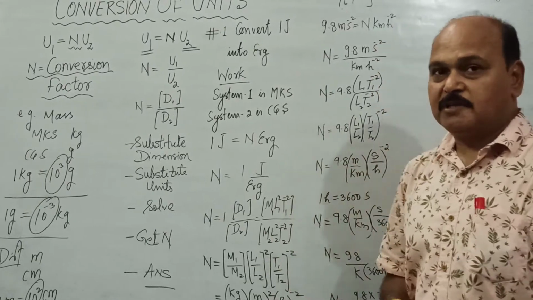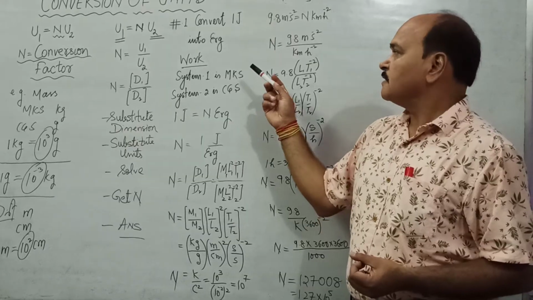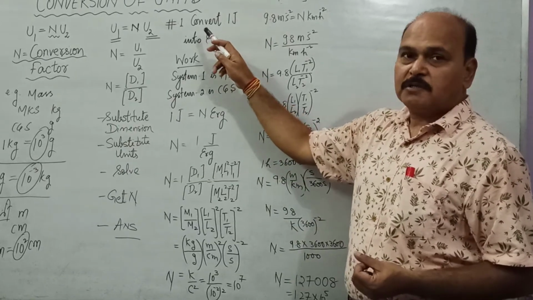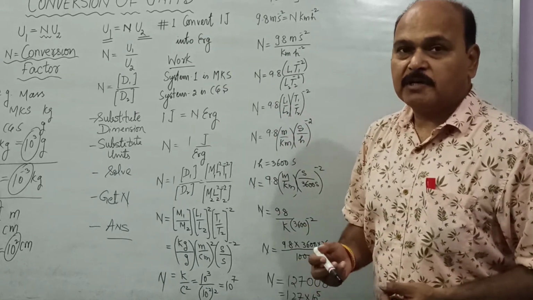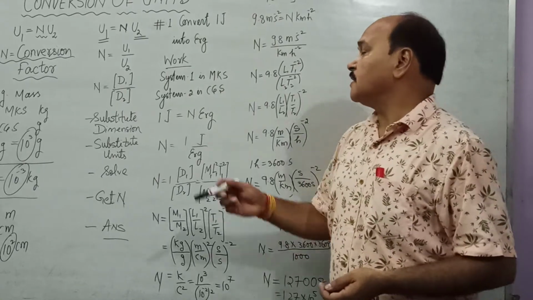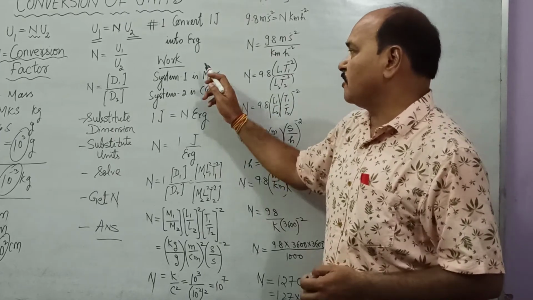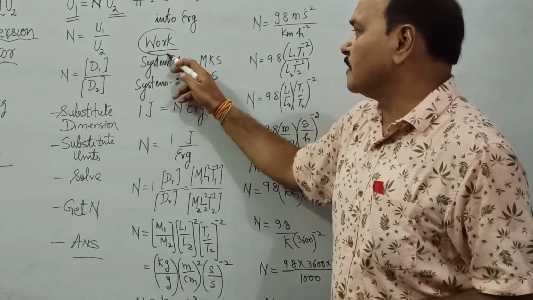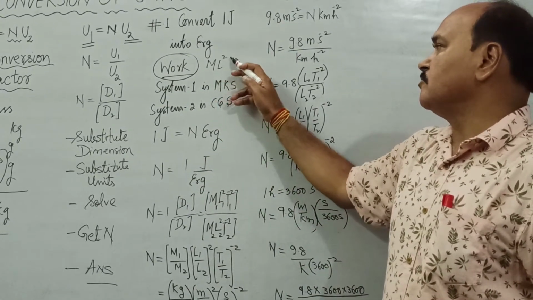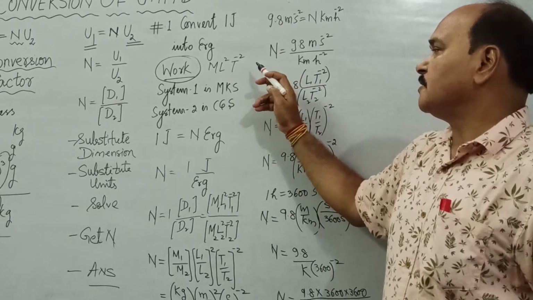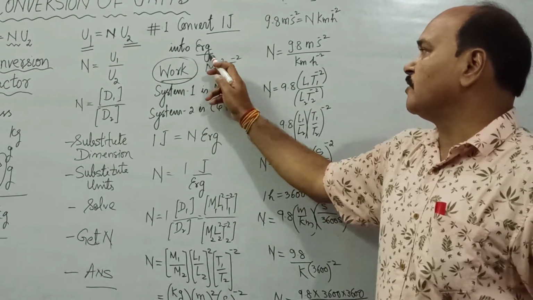Let us understand this procedure with the help of an example. Example 1. Here we are going to convert 1 joule of work into erg. We know joule is the unit of work in MKS system or SI system, and erg is the unit of work in CGS system. So the quantity being talked about in the question is work. What is the dimensional formula of work? The dimensional formula of work is ML^2T^-2. System 1 here is the MKS system or SI system, and system 2 here is the CGS system.